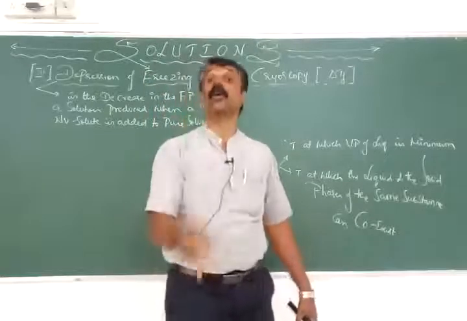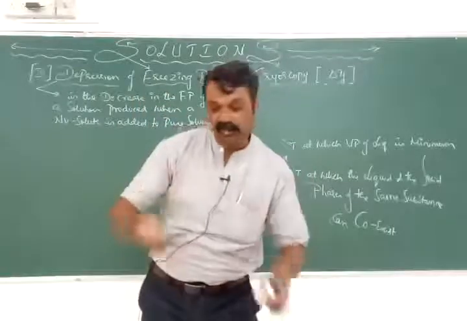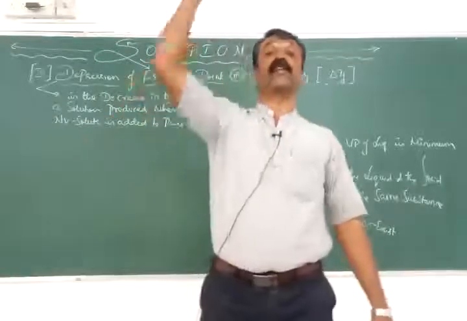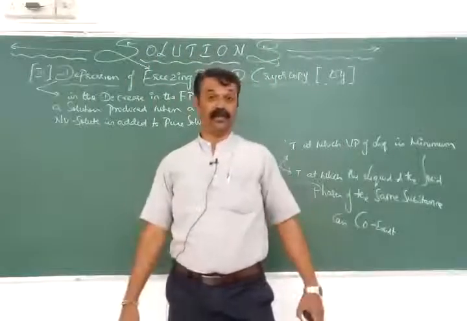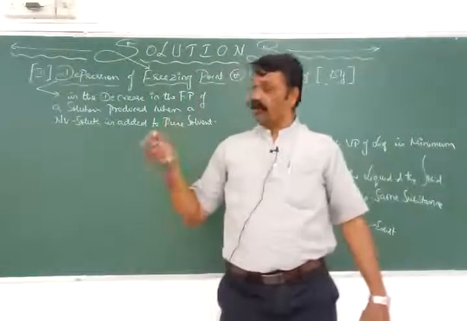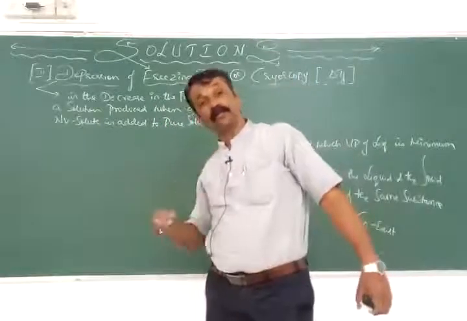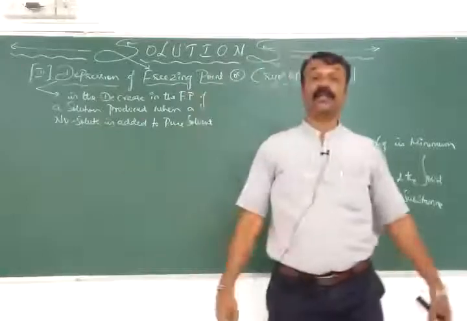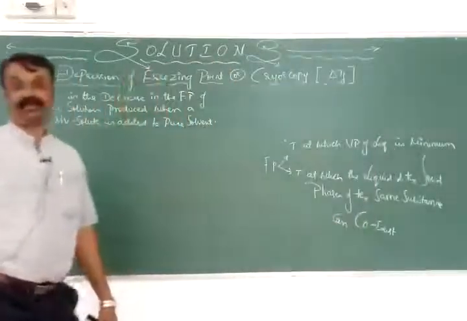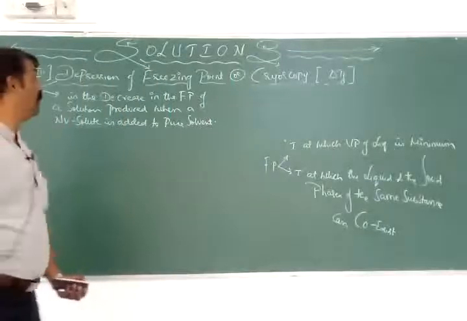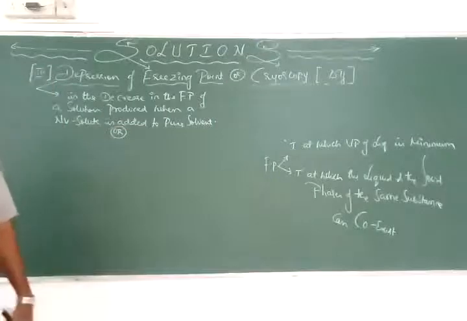When a non-volatile solute is added to the pure solvent, the vapor pressure of the solution goes on decreasing, and that is called lowering of vapor pressure. If the same non-volatile solute is added to the pure solvent, the boiling point of the solution goes on increasing, that is called elevation of boiling point. And just opposite to that, the same addition of a non-volatile solute to a pure solvent decreases the freezing point of the solution, and that is called depression of freezing point, or it is also called by another name, cryoscopy. Or we can have another definition according to the mathematical concept.